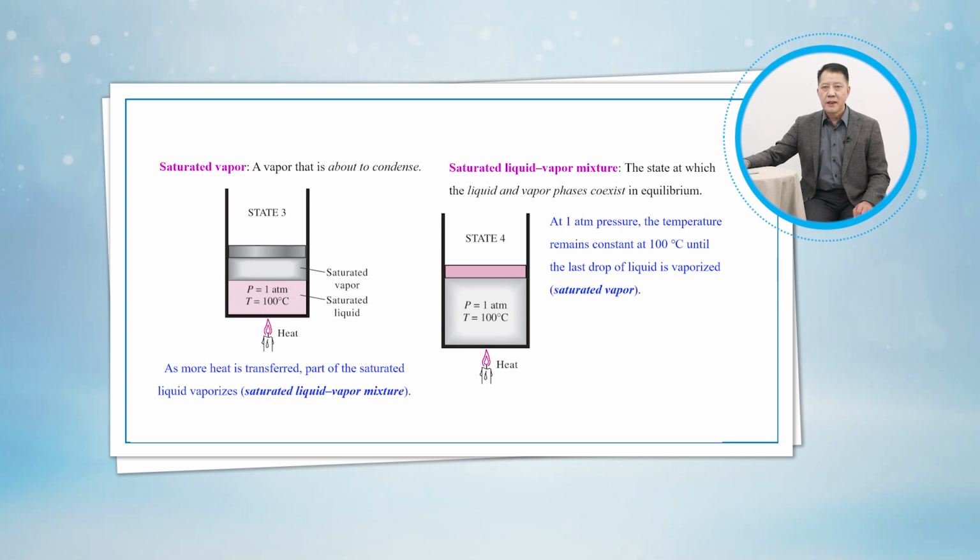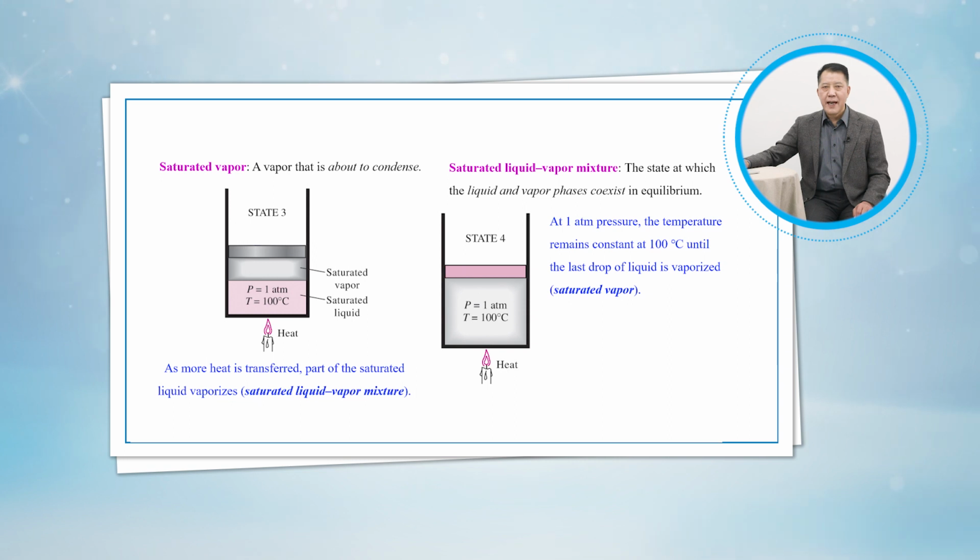At this point, the entire cylinder is filled with vapor, that is, on the borderline of the liquid phase. Any heat loss from this vapor will cause some of the vapor to condense. A vapor that is about to condense is called a saturated vapor. Therefore, state 4 is a saturated vapor state.